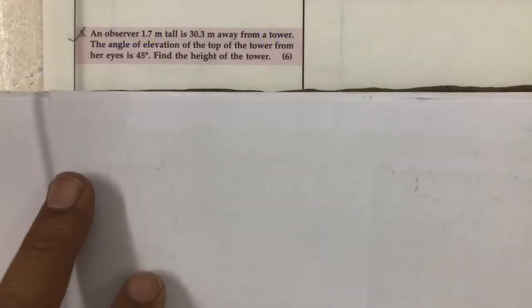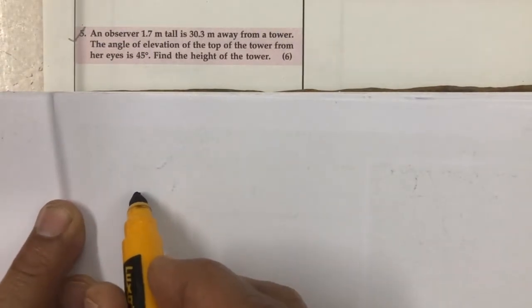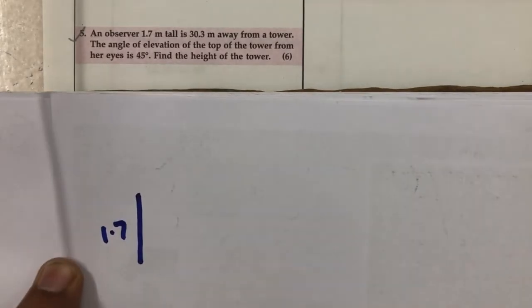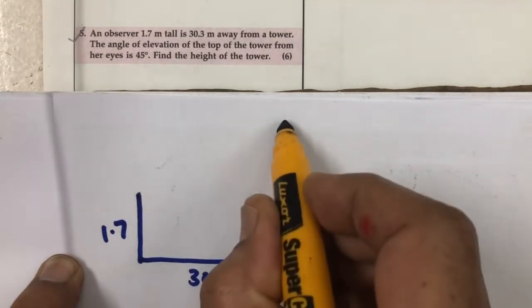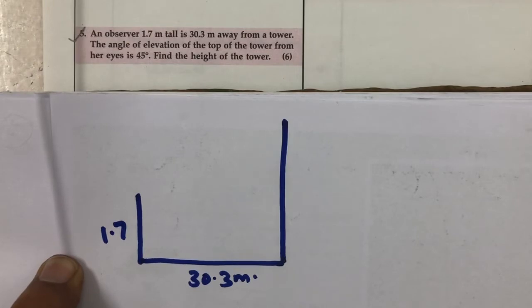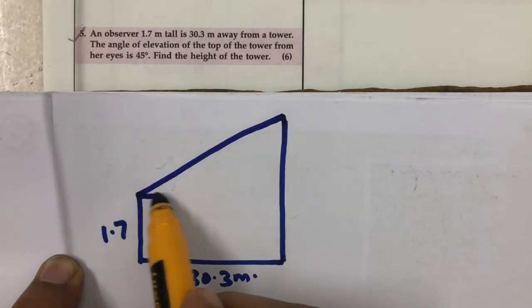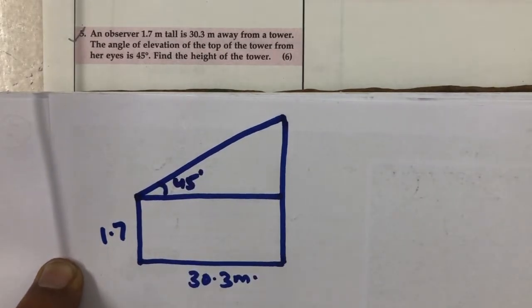The next question is: an observer 1.7 meters tall. Suppose the height of the observer is 1.7 meters here, 30.3 meters away from a tower. This distance is 30.3 meters from the tower. The angle of elevation of the top of the tower from her eye is 45 degrees. Eye level is here and the angle of elevation is 45 degrees. So we join it. This angle is 45 degrees. Find the height of the tower.